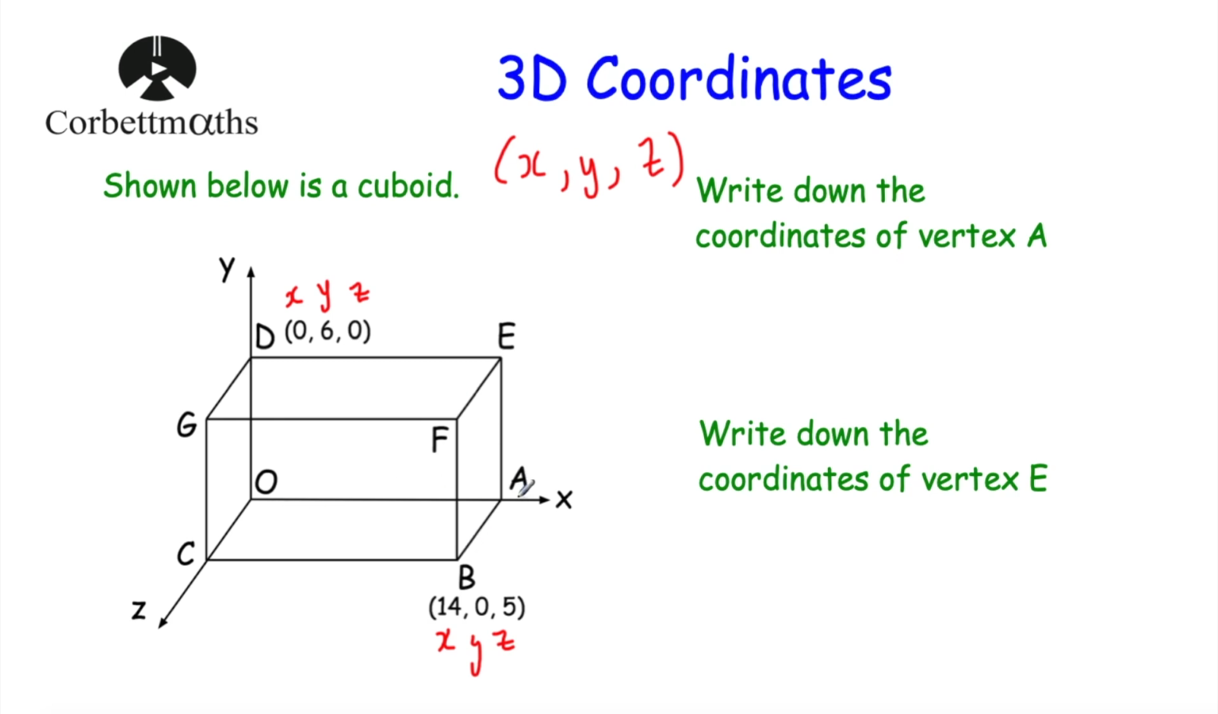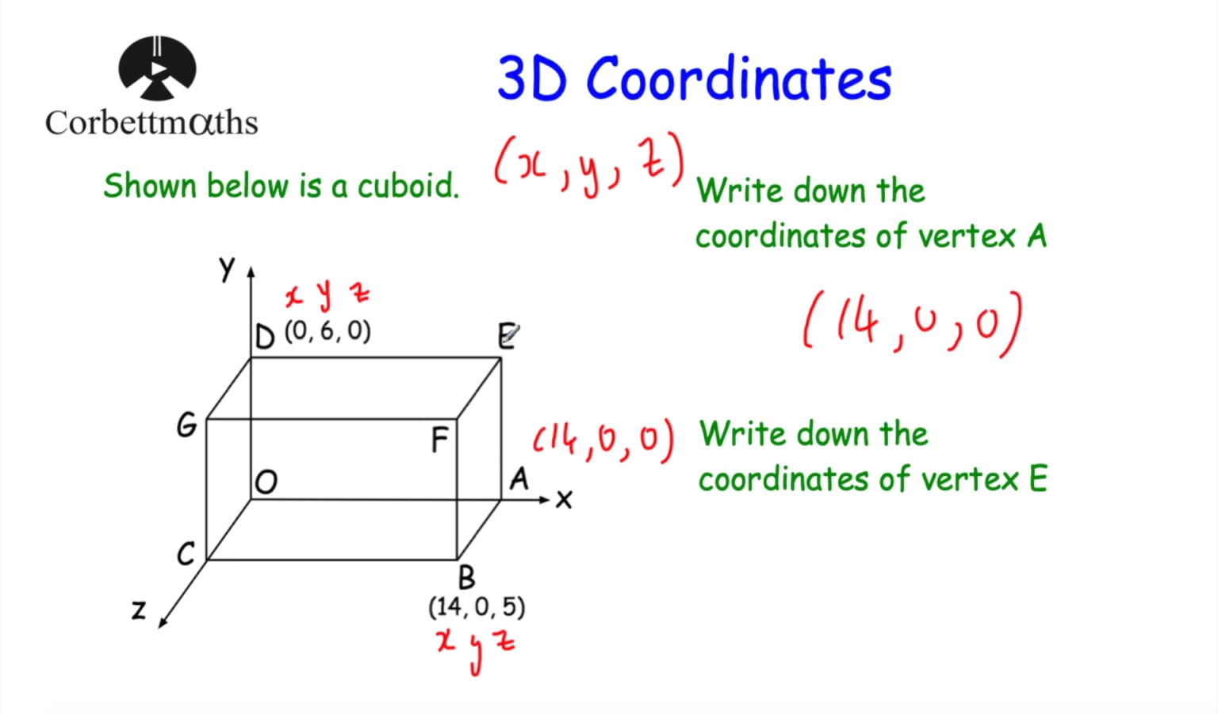Okay, so in terms of the point A, we're going to be going 14 along in the x-axis direction because it's in line with B, so 14. And then it's not going up in the y-axis direction because it's on the x-axis, so it's going to be 0. And it's not coming forward in the z-axis direction, so it's going to be 0 as well. So the coordinates of the point A would be 14, 0, 0. And that's the coordinates of the vertex A.